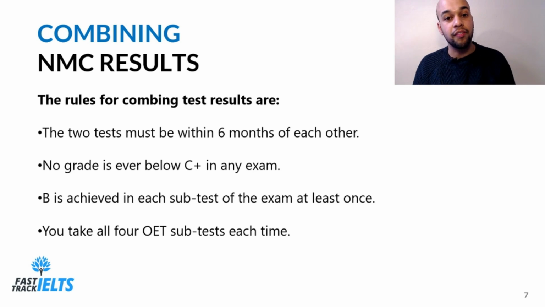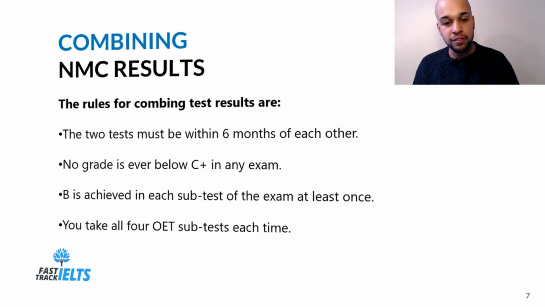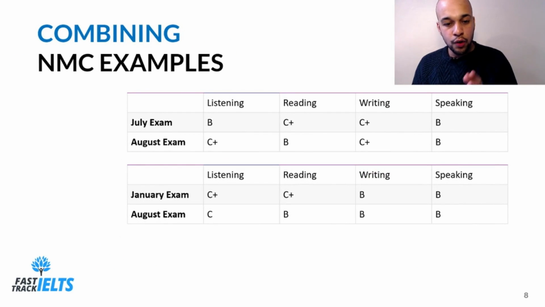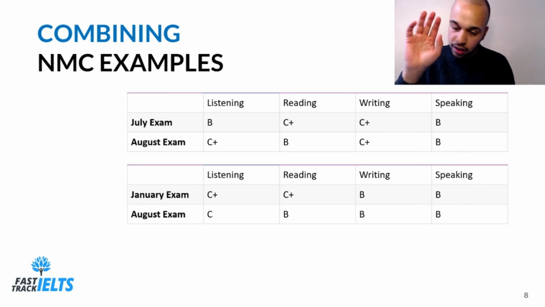And like it says for this final part, like we've already talked about, we need to take all 4 tests at once. We can't just take one test at a time. So let's have a look at some examples here then. So let's have a look at this top one here. And this is a test that a student has taken. This is the results that they've achieved.